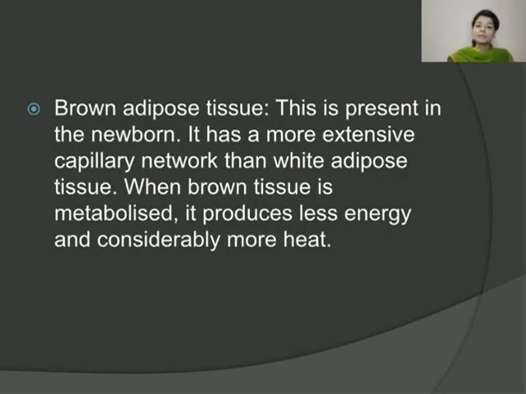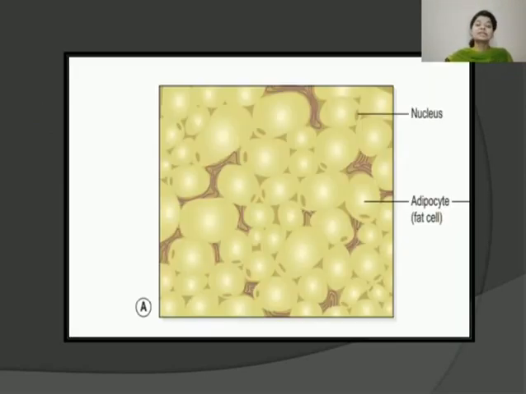Talking about brown adipose tissue, this is mainly present in newborn individuals. It has a more extensive capillary network as compared to white adipose tissue, and as a comparison, when brown adipose tissue is metabolized, it produces a lesser amount of energy as compared to white adipose tissue, and it produces a greater amount of heat. So lesser energy and more heat is generated. This is a structure of your adipose tissue with adipocytes, which are the fat cells.